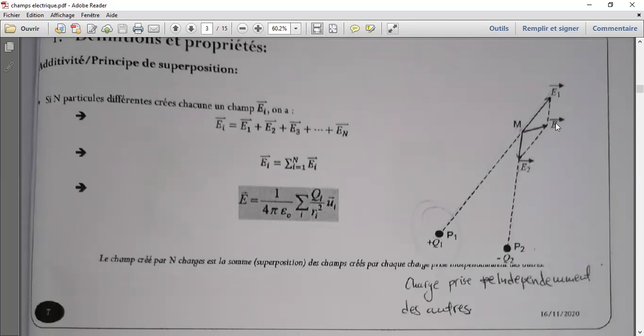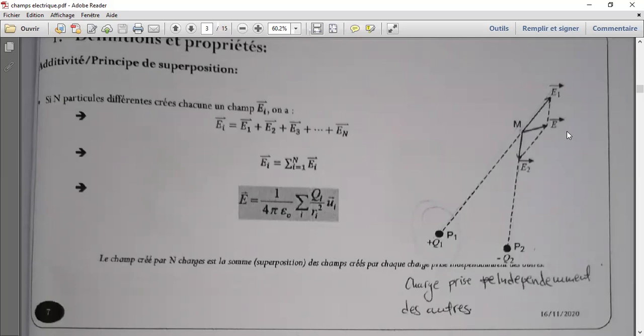Between E1 and E2, yes, this one is the champ total which is created. I can say when you add this E1 and E2, you create a champ total. So you don't need to represent it with a number because it's the total of these two which is created. I don't know if you are getting me.